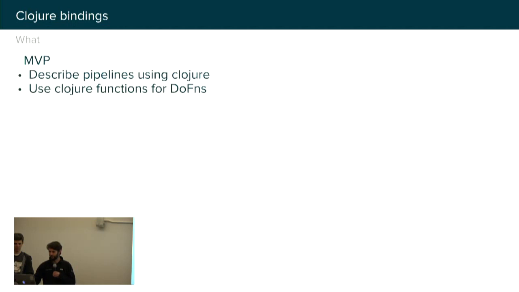So we've gone for a minimum viable product approach, which is we want to be able to describe and construct the pipelines using Clojure, and use Clojure functions as DoFns, like the thing that goes into a ParDo that Reuven described earlier. And that's it. Everything else, we'll just use the existing Java SDK using the interop. For example, the windowing and triggers API, which is already kind of its own mini DSL, we just use directly. We don't wrap it.